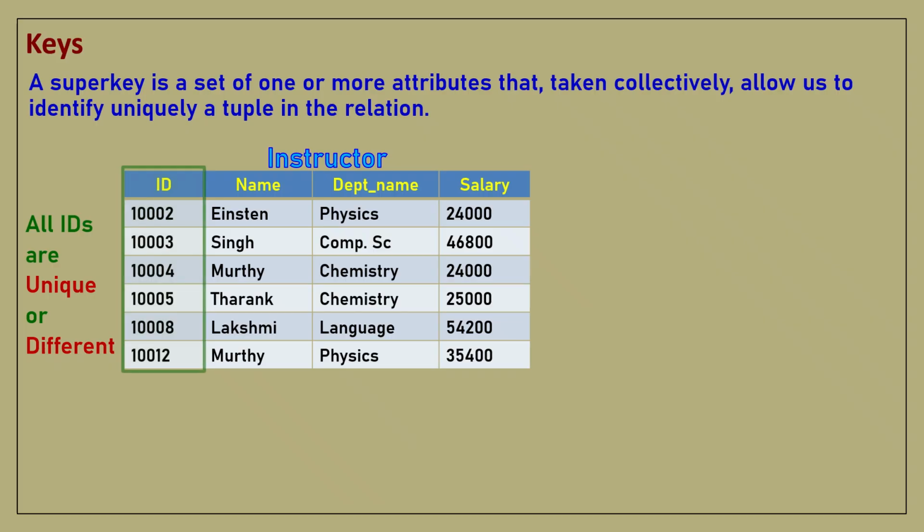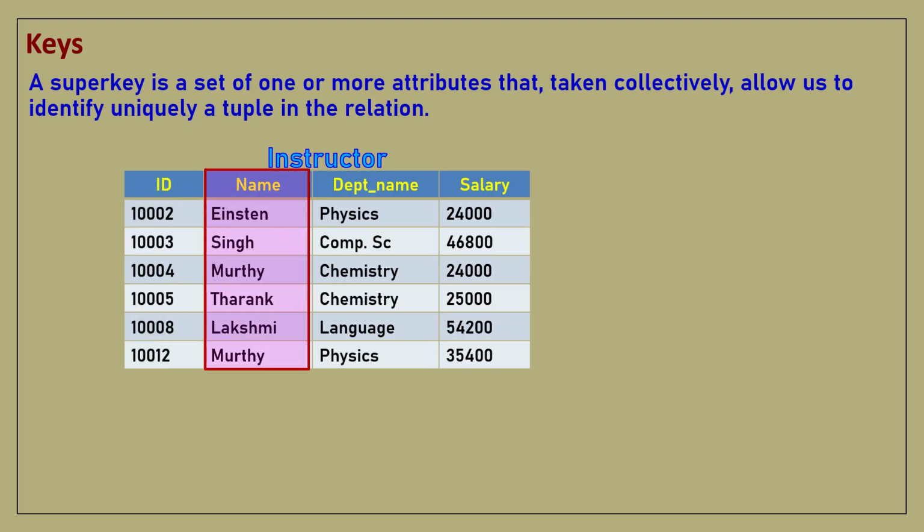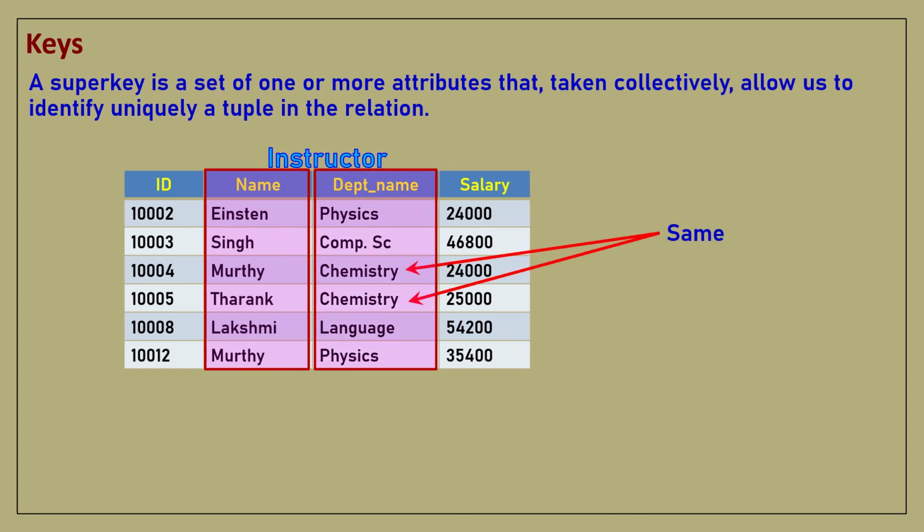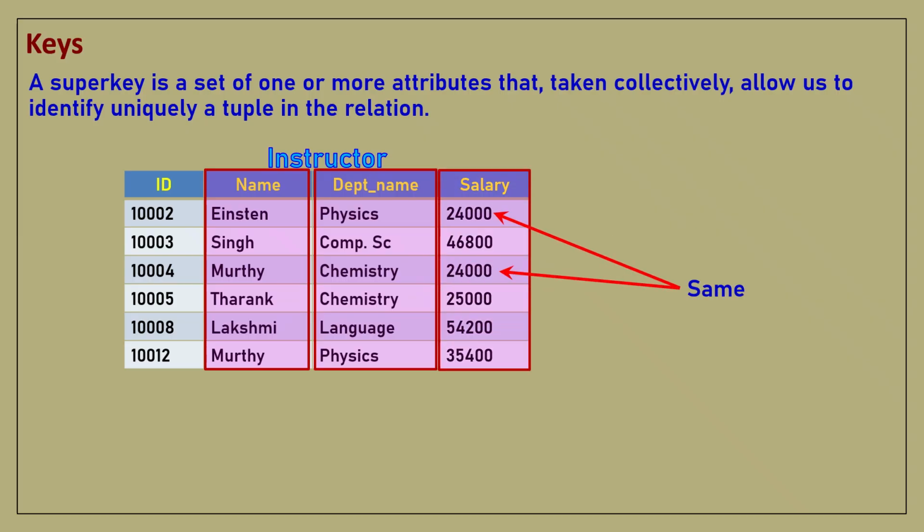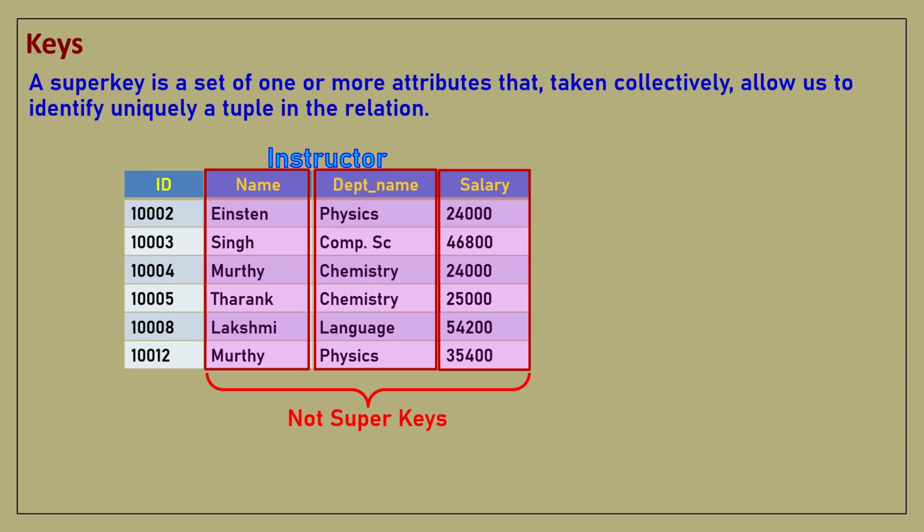Thus, ID is a superkey. On the other hand, the name attribute of instructor is not a superkey, because several instructors might have the same name. Similarly, there may be multiple instructors in each department, hence, the department name may also repeat. And multiple instructors may be getting the same salary. So, name, department name, and salary attributes cannot be superkeys. Hence, ID is the only superkey in relation instructor.